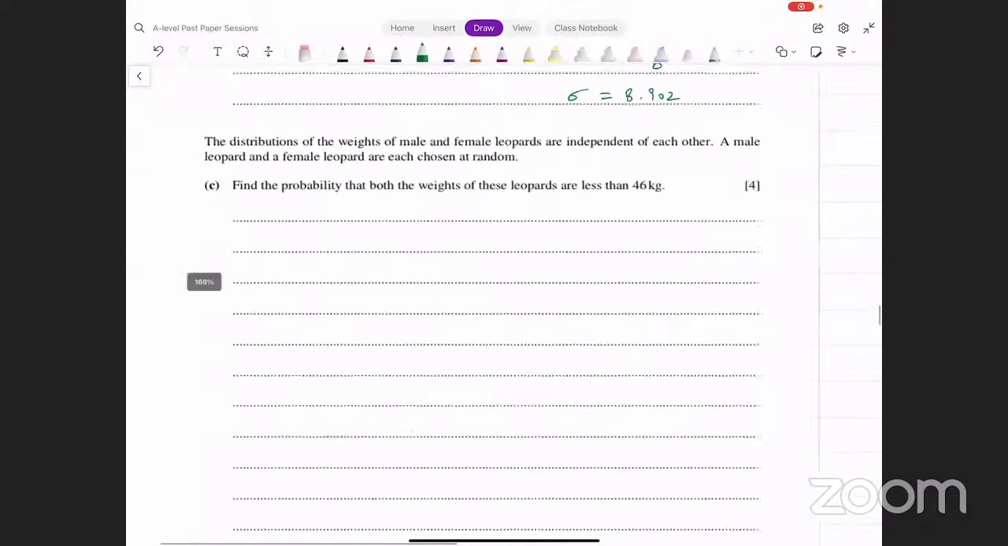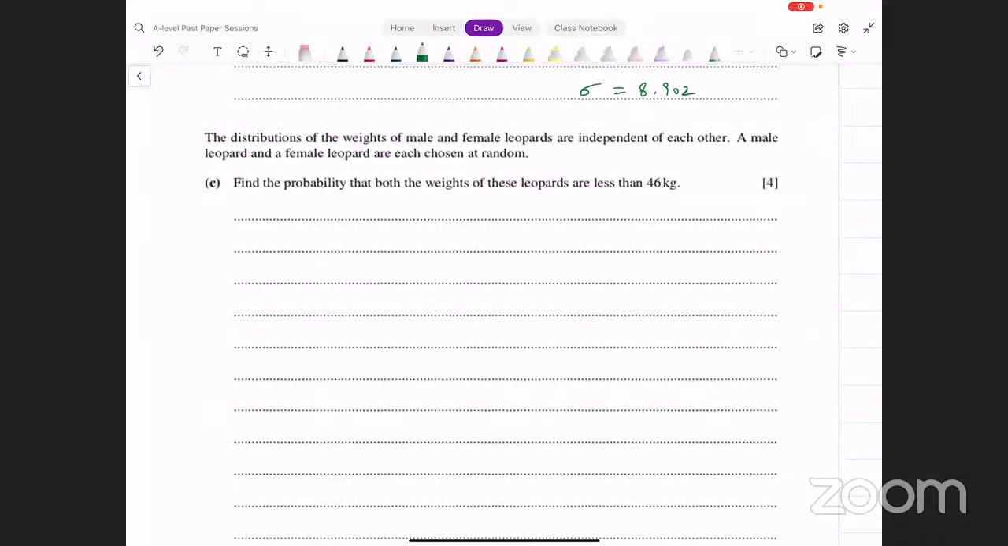Now it says the distributions of the weights of male and female leopards are independent of each other. यानी कि एक ही probability दूसरे की probability को affect नहीं करती है. Okay, that's what it means. That's what independence means. A male leopard and a female leopard are each chosen at random. Okay, एक male leopard choose किया, एक female leopard choose किया. Find the probability that both the weights of these leopards are less than 46 kilograms.